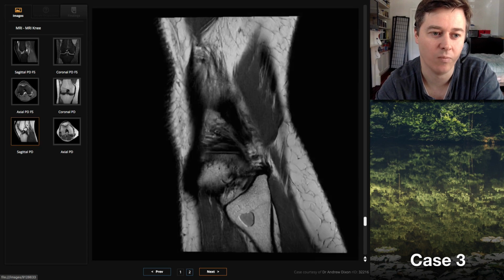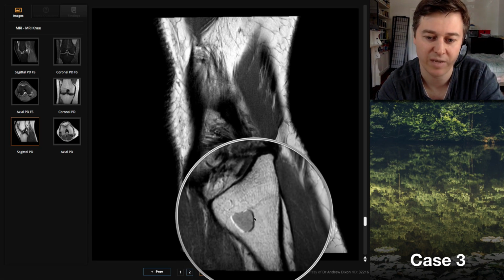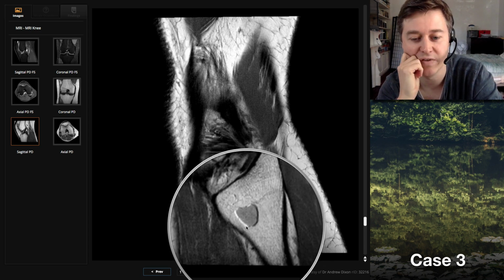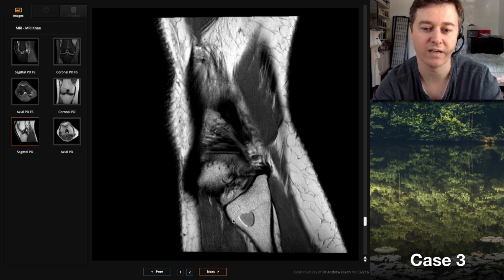Okay. Would it be common for a cyst to have this black signal at the back of it and then this high signal in the front of it? And what is that effect called? Oh, is that your chemical shift? Yeah, that's chemical shift artifact.